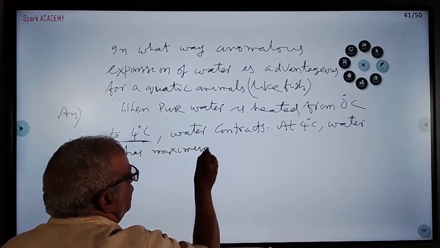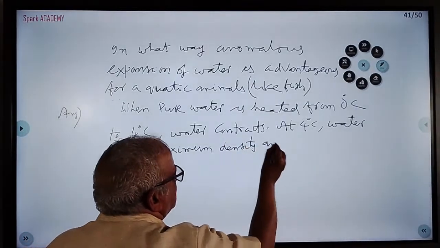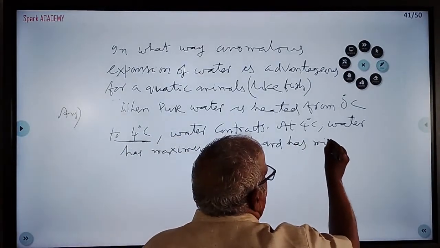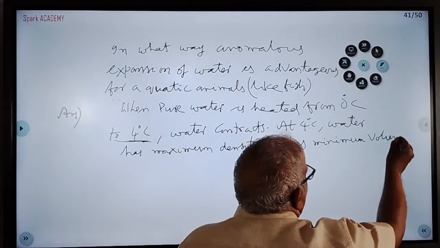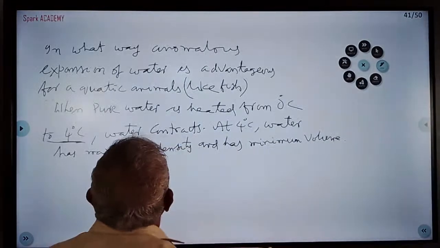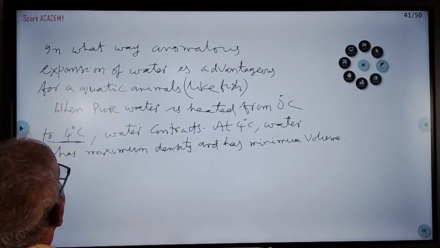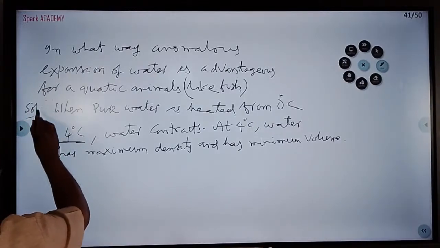At 4 degrees centigrade, water has maximum density and minimum volume. This is known as anomalous expansion of water. What is anomalous expansion? This is the answer.